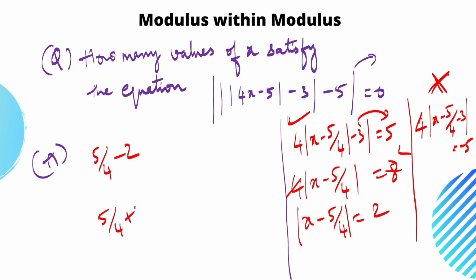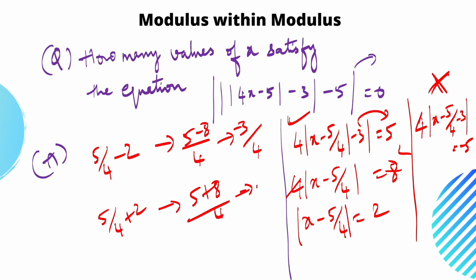5 by 4 plus 2 is the second case. Now in this case, if we solve this, we'll get x as minus 3 by 4. And in the second case, if we solve, we'll get x as 13 by 4. So how many values are satisfying? 13 by 4 and minus 3 by 4. So the answer is 2.